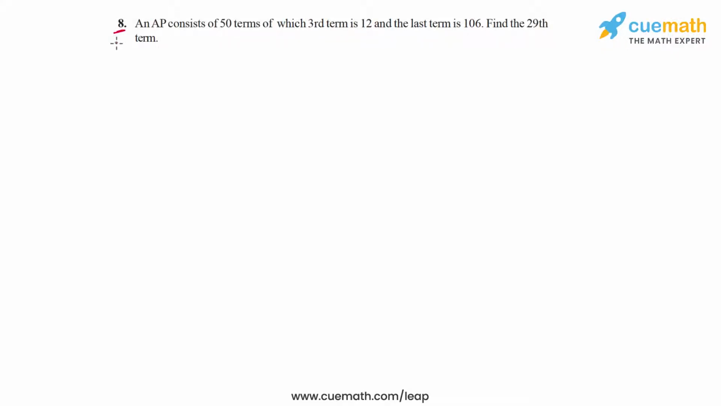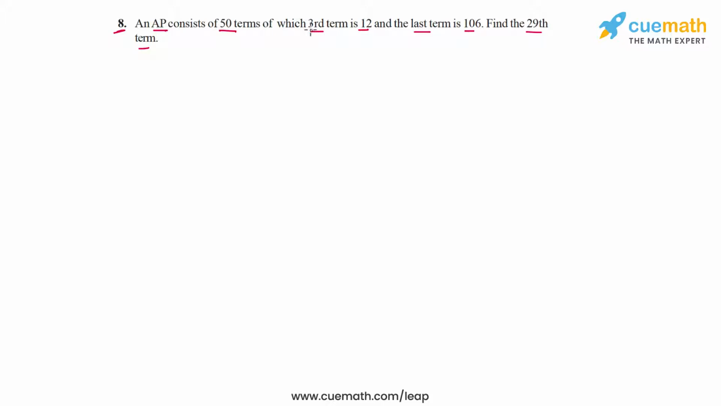The problem statement in question 8 is as follows. An AP consists of 50 terms, of which the third term is 12 and the last term is 106. We have to find the 29th term of this AP. Now this question is very similar to the last question of this exercise. It has only been restated a little differently.